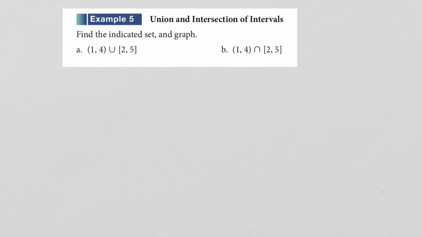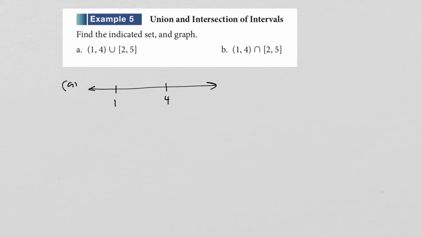The next example is a little bit more complicated. It says to find the indicated set and graph. And actually, what I'm going to do is kind of the reverse of that. I'm going to look at the graph first and then use that to get the indicated set. So in part A here, the first set here is all the numbers in between +1 and +4. So on the number line, here's +1, here's +4. We have all the numbers in between there, so I'm going to graph that.